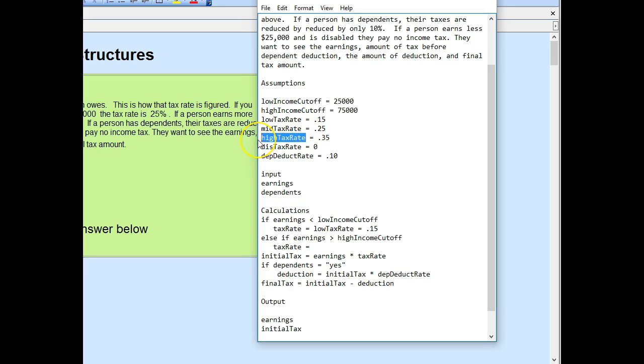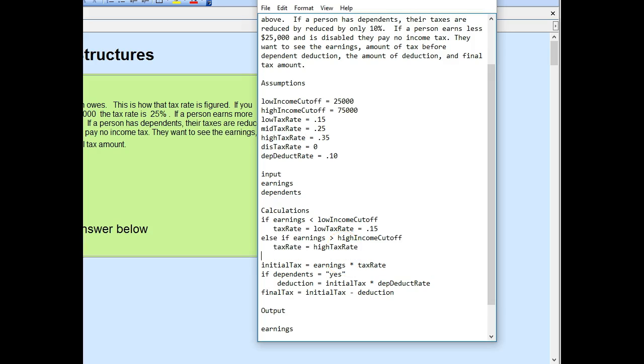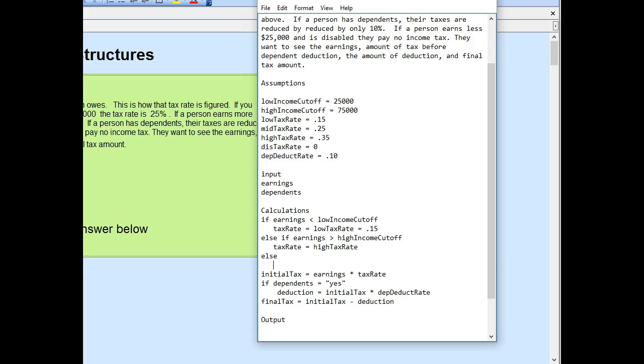So now we got both ends done, which means the next thing is going to be in the middle, and that's our else. Else says the two above it are not true. So that means that the tax rate is the mid-tax rate. So we'll go ahead and copy and paste that in.